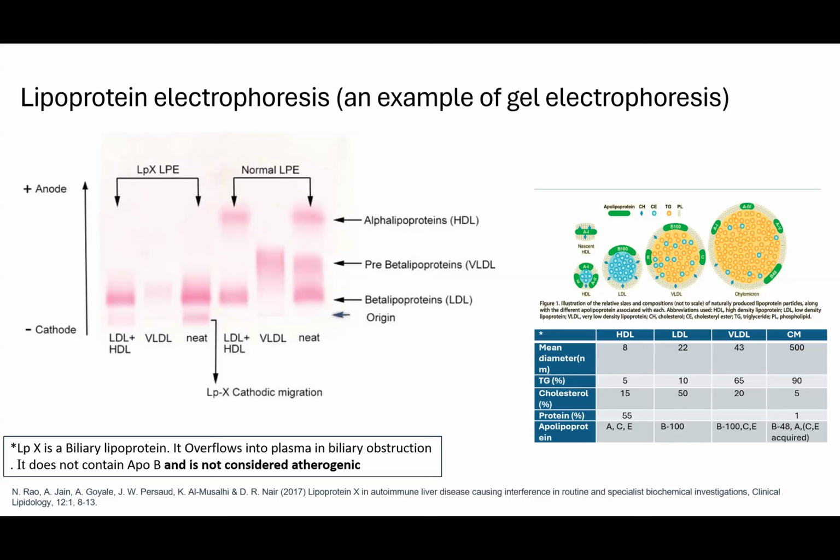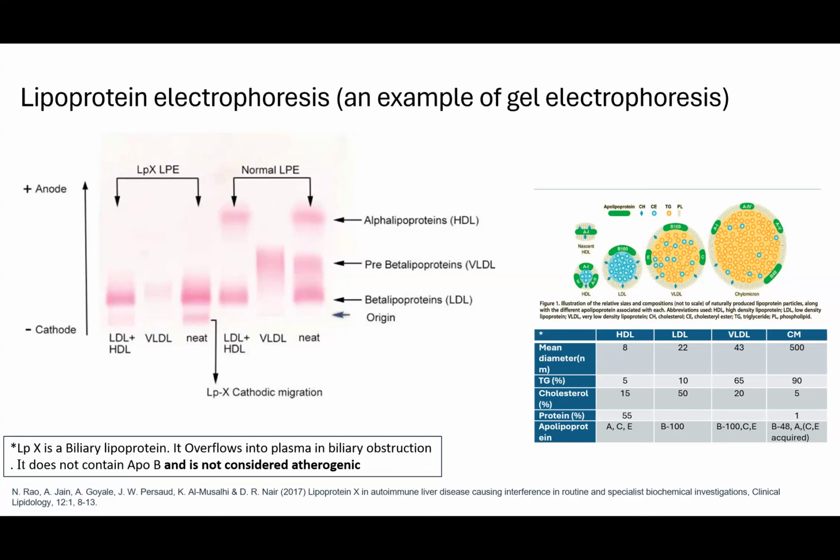So although it is larger, VLDL has more apolipoprotein on the surface. We know it's got ApoE, ApoC, as well as ApoB100, so overall, it has more negative charge compared to LDL, which only has ApoB100. And then we have the HDL on top, alpha lipoprotein, which is the smallest and moves fastest towards the anode.